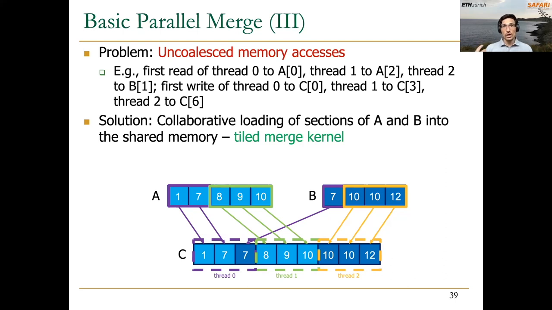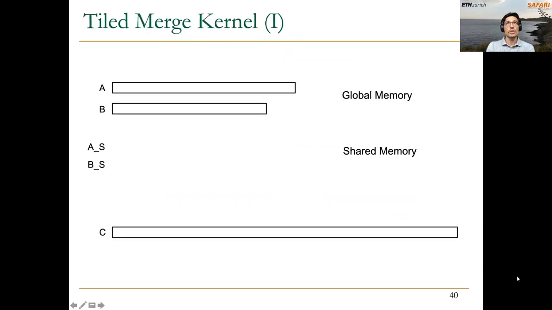The solution is to collaboratively load sections of A and B into the shared memory and perform a tiled merge kernel. Because once we have loaded continuous sections of A and continuous sections of B into the shared memory, threads can access shared memory, find the core ranks, and then perform the sequential merge using the values in shared memory without having to incur these undesirable uncoalesced memory accesses. So let's take a look at how we implement the tiled merge kernel.